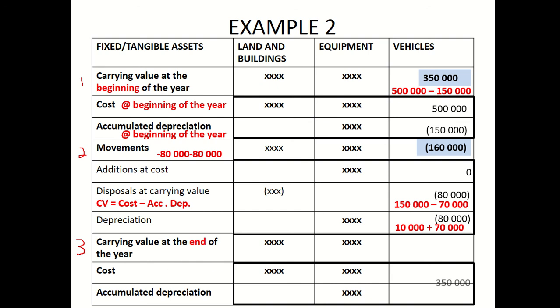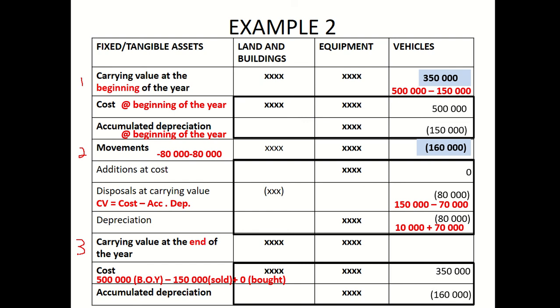Now let's calculate cost at the end of the year, which is 350,000. How did we get it? We took our total cost price at the beginning of the year. We minus the cost price of the asset that we sold. Had we bought an asset, we were going to add the cost price of that asset. In this case, it will be 0. That's how we got the 350,000.